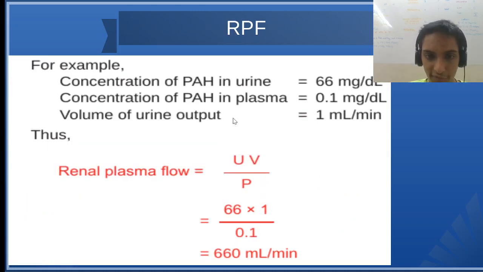Now, renal plasma flow. What is the method we'll use? PAH, para-aminohippuric acid. In glycine metabolism, I told you, glycine plus benzoic acid gives hippuric acid. Okay, that's how we got it. So, if we take urinary concentration 66, volume of urine as 1, the plasma is 0.1. So, 660 ml per minute.